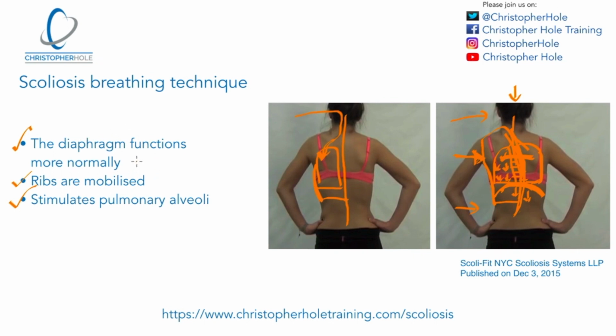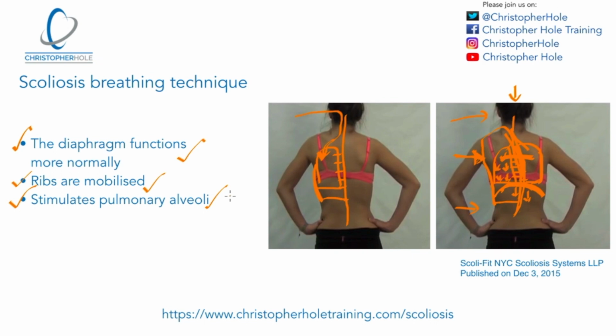So the left side of her diaphragm is going to start functioning, which will make the entire diaphragm function more normally. Her ribs will mobilize, and the space between them will begin to separate a little bit more, which will again help the lungs function more normally. And then she'll be stimulating more alveoli within that, which will then have a knock-on effect on your immune system.